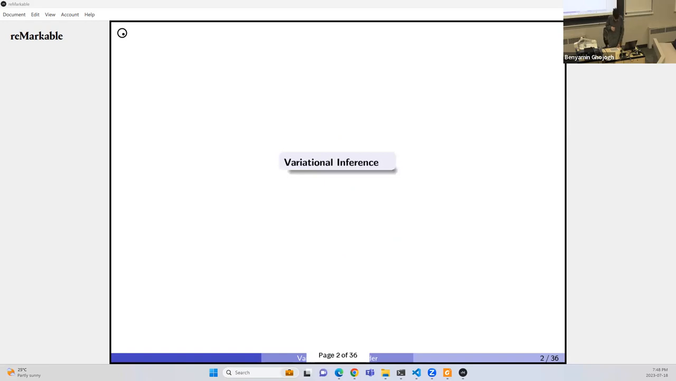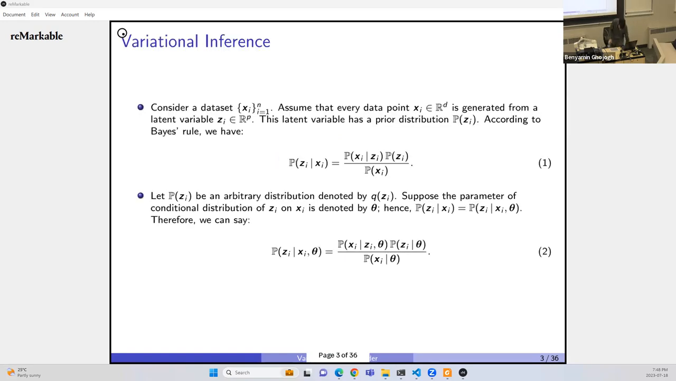So variational inference, what does it do? Let's see. Consider a data set X1 to Xn, okay? First off, focus on this lecture, this variational inference is a bit theoretical. You need to focus. Consider a data set X1 to Xn.